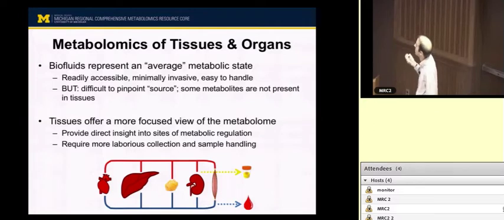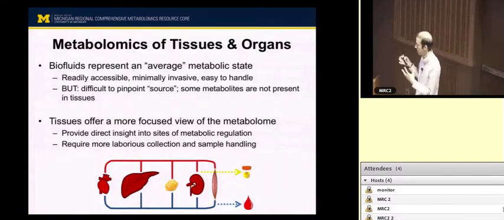And also, serum does not cover the entire metabolome. Some metabolites stay predominantly trapped inside the cell. Things that are phosphorylated, nucleotides, nucleosides, these are predominantly intracellular metabolites. And if you don't look inside the cells, if you don't look in the tissues, you may not see them at all. Okay, so tissues offer a more focused view of the metabolome. They provide direct insights into the sites of metabolic regulation. If you have a disease, it usually may affect an organ.